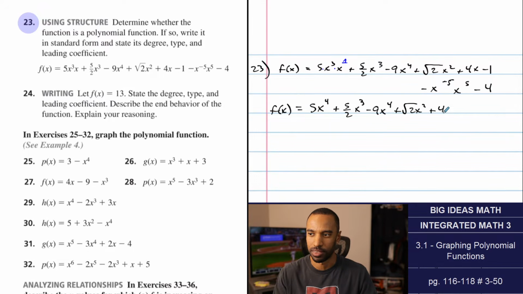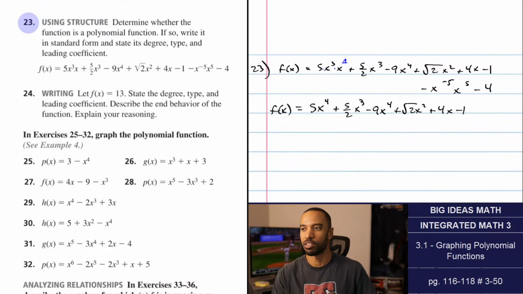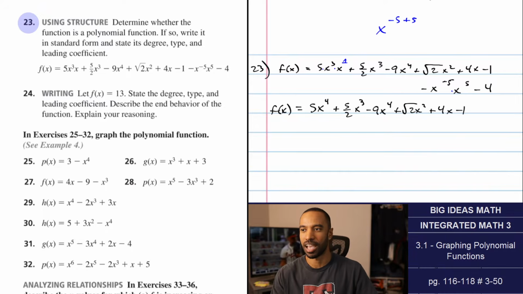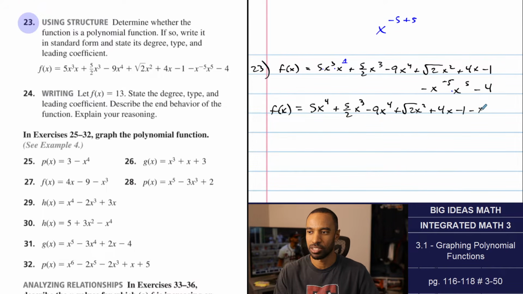I do want to see if I can fit this. Negative x to the fifth times x to the fifth. Here, don't worry about the negative right now. The x to the negative fifth times x to the fifth is x to the negative 5 plus 5. That is x to the 0. That's minus x to the 0, that's a 0. And then minus 4.